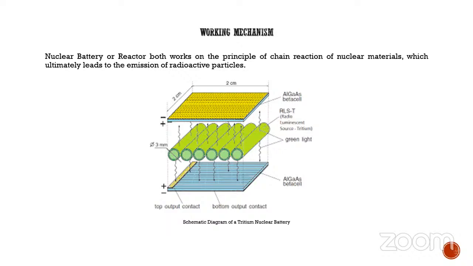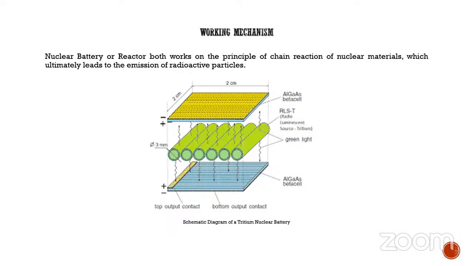Okay, so it keeps on going again and again. So this is like a cycle. This cycle keeps on repeating, and it goes on and on. Like that, the chain reaction happens, and the reactivity continues. So that's how a basic nuclear generator or a nuclear power plant works. Okay. Now the nuclear battery, on the other hand, uses emitted radioactive particles.